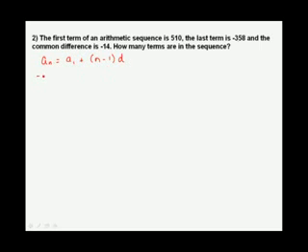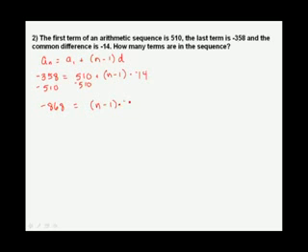Now I would like to do one more problem here. For this problem, the first term of an arithmetic sequence is 510. The last term is negative 358. Right there we can tell that this is an arithmetic sequence that is decreasing, since the last term is less than the first term. We're also given the common difference is negative 14. That's also a clue that it's decreasing. Our common difference is negative. The question is, how many terms are in that sequence? How many terms would it be from 510 to negative 358?